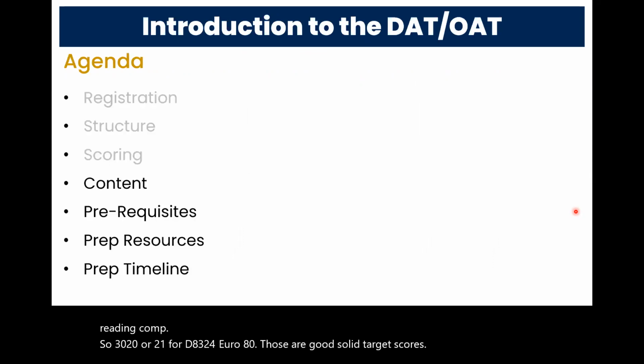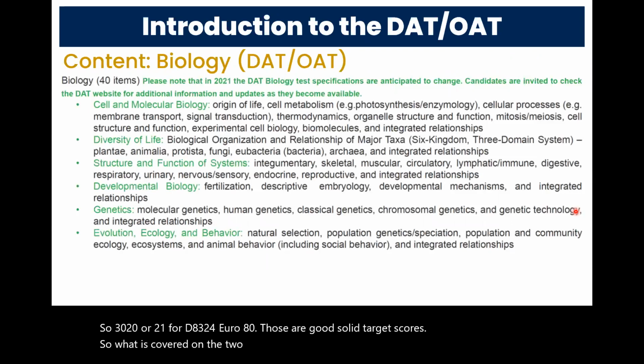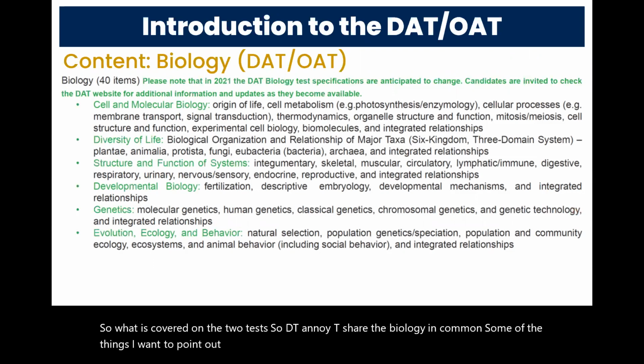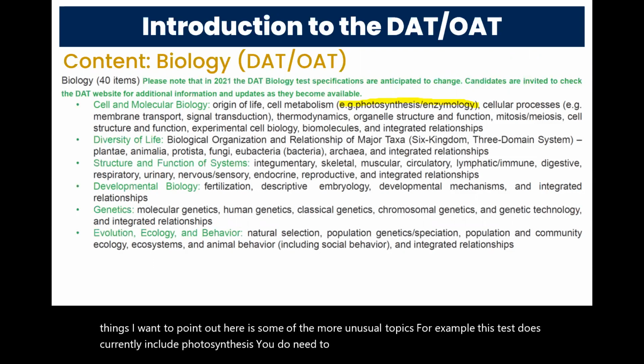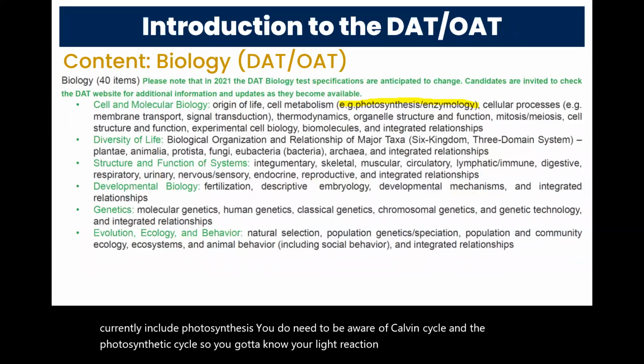So what is covered on the 2 tests? DAT and OAT share the biology in common. Some of the things I want to point out here are some of the more unusual topics. For example, this test does currently include photosynthesis. You do need to be aware of the Calvin cycle and the photosynthetic cycle. So you've got to know your light reactions, dark reactions, etc.